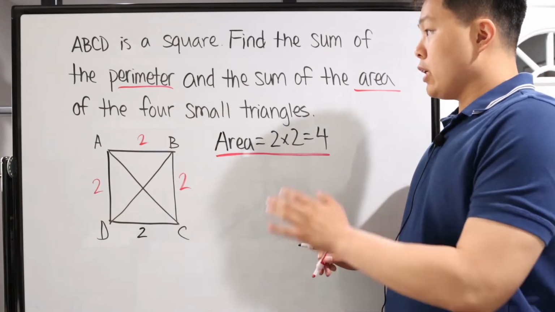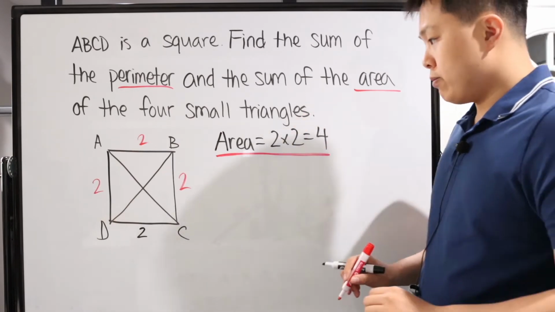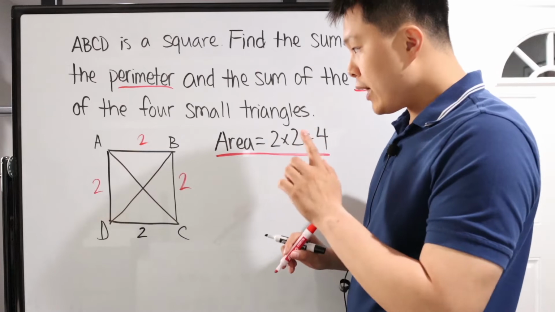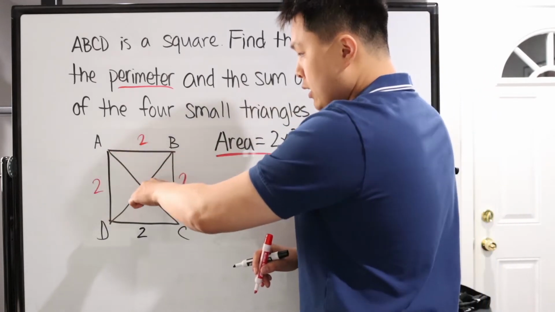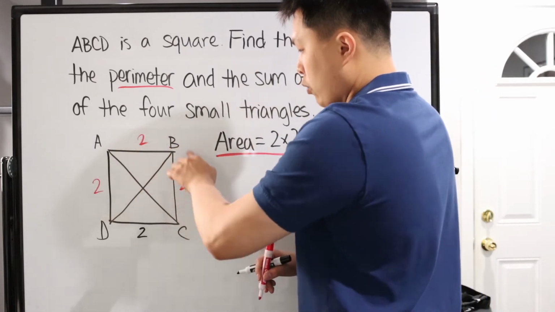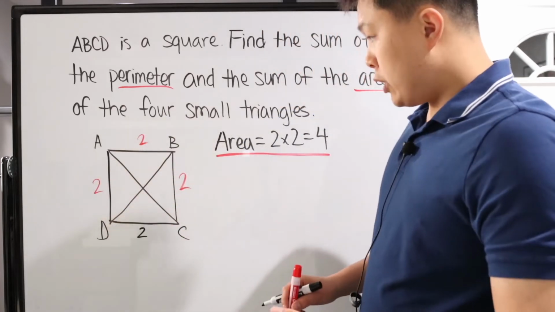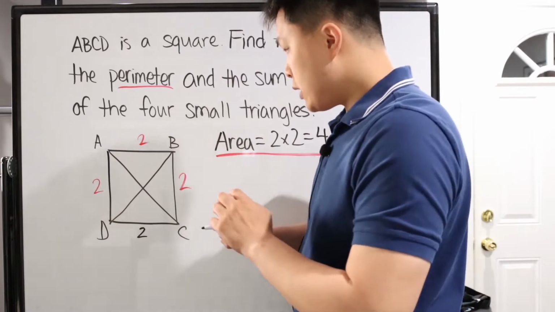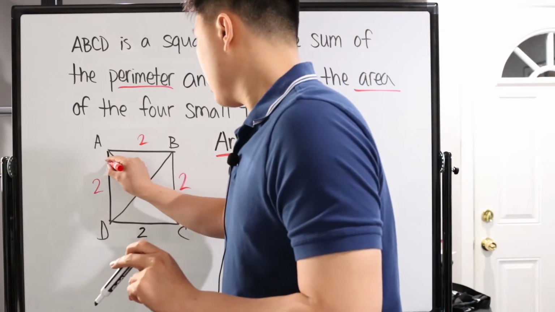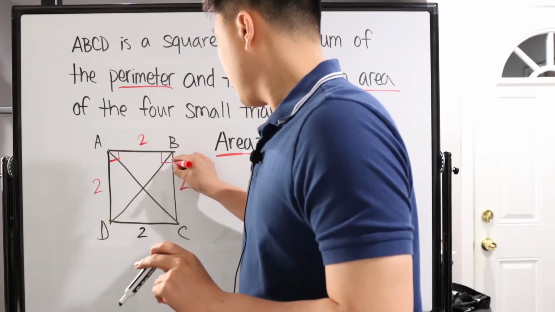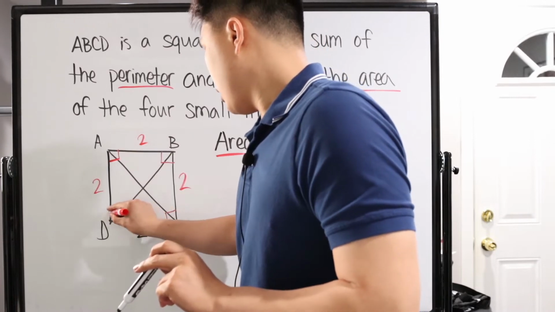Now, the second one is the perimeter, and that one's a little more tricky. Here's the thing. What exactly is the perimeter? Well, it's these guys right here, right? Each and every one of them. We want to add them all together. Well, here's what we know. We know that it's a square. That means these are all right angles. There and there and there.